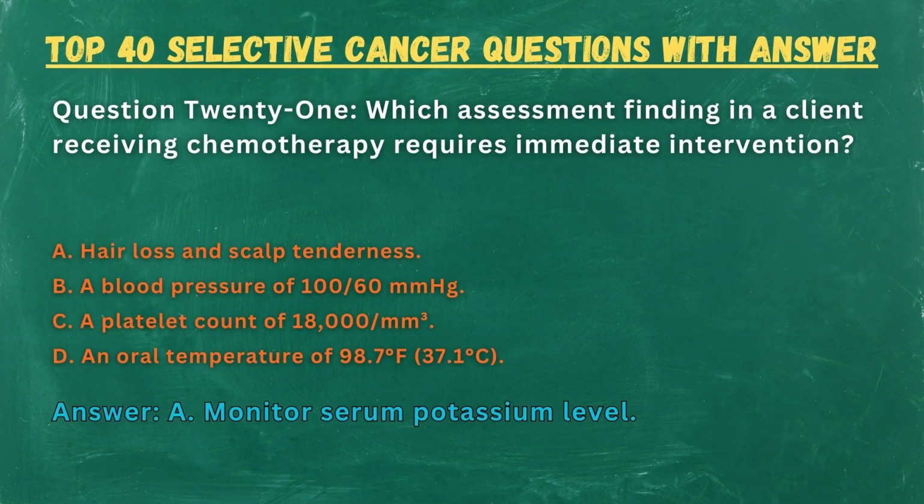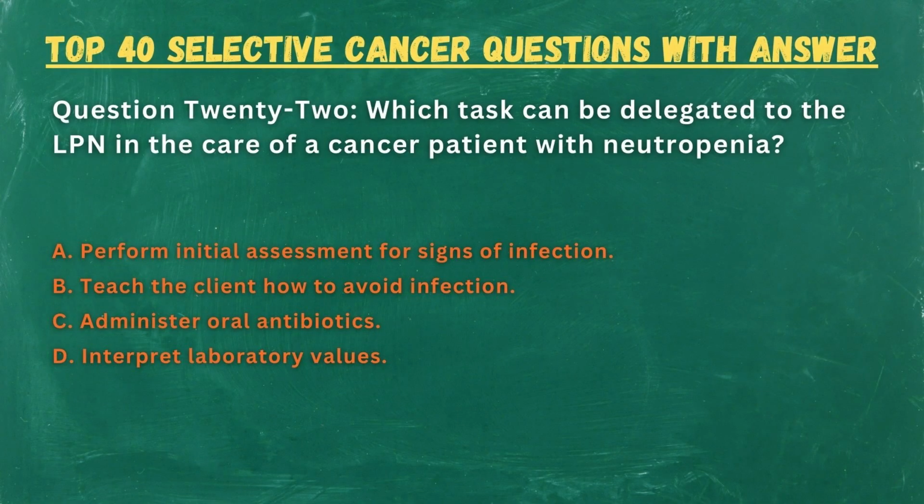Answer: C. A platelet count of 18,000/mm³. Question 22. Which task can be delegated to the LPN in the care of a cancer patient with neutropenia? A. Perform initial assessment for signs of infection. B. Teach the client how to avoid infection. C. Administer oral antibiotics. D. Interpret laboratory values.